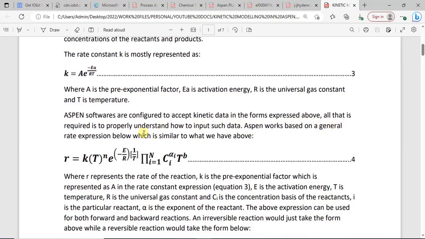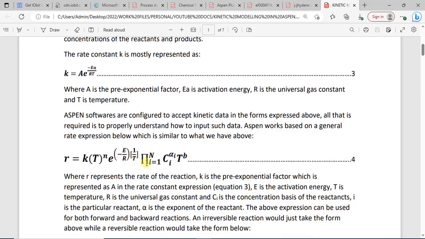All that is required is to properly understand how to input such data. Aspen works based on a general rate expression below, which is similar to what we have above, right? So this rate expression, which is equation 4, is basically how Aspen actually works in terms of reaction kinetics and rate of chemical reactions. So you have R is equal to k times T raised to power n, e raised to power minus E over RT.